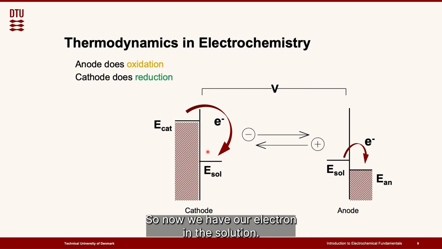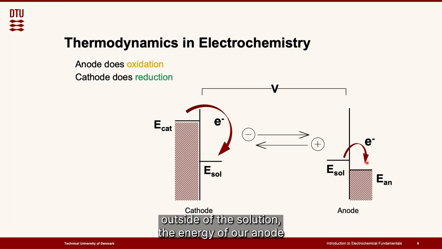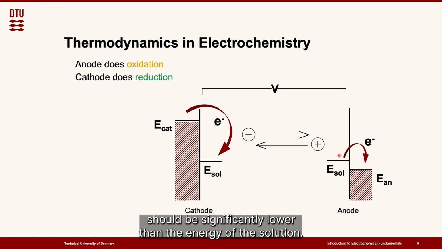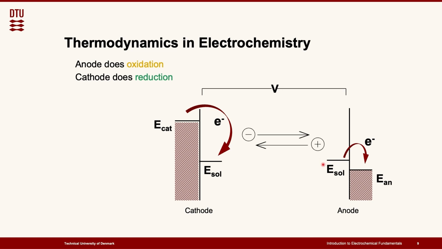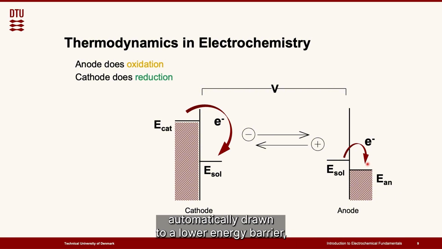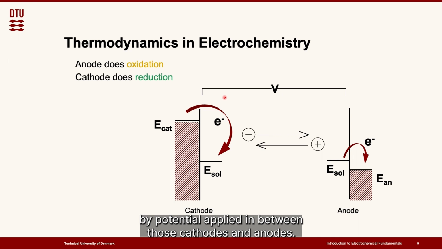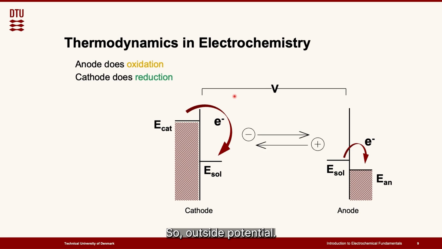So now we have our electron in the solution. If we would like to draw our electron outside of the solution, the energy of our anode should be significantly lower than the energy of the solution. Then this reaction would occur naturally, where the electron will be in a way automatically drawn to a lower energy barrier, and then it will move from the solution to our anode. And this reaction could be driven by a potential applied in between those cathodes and anodes, so an outside potential.